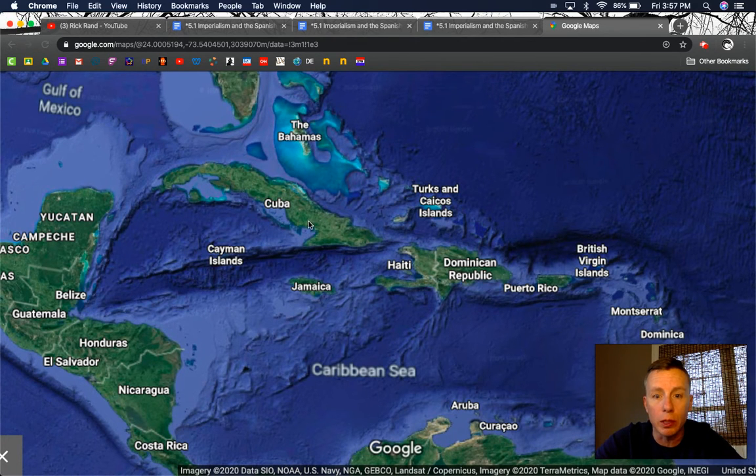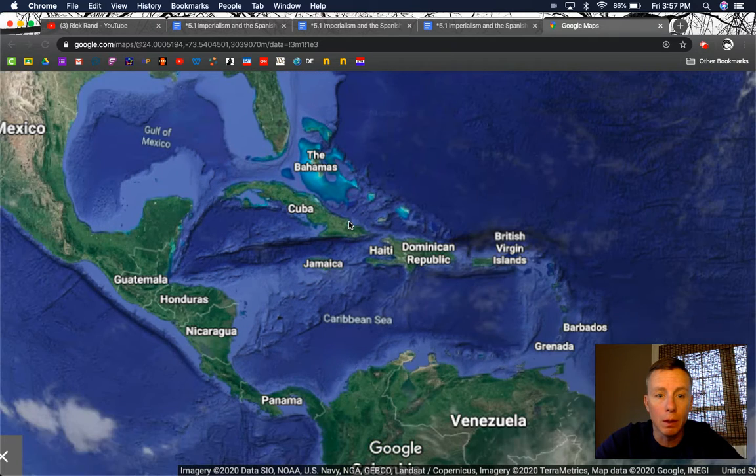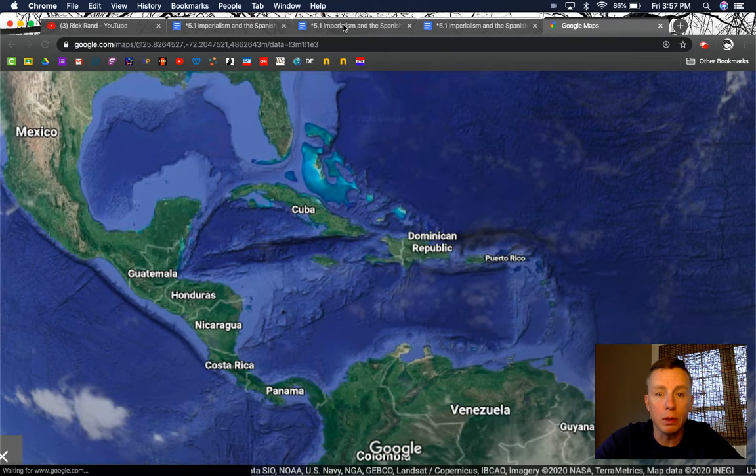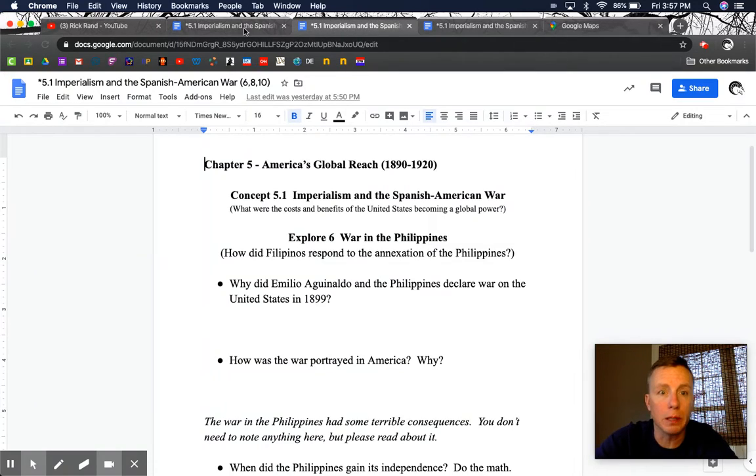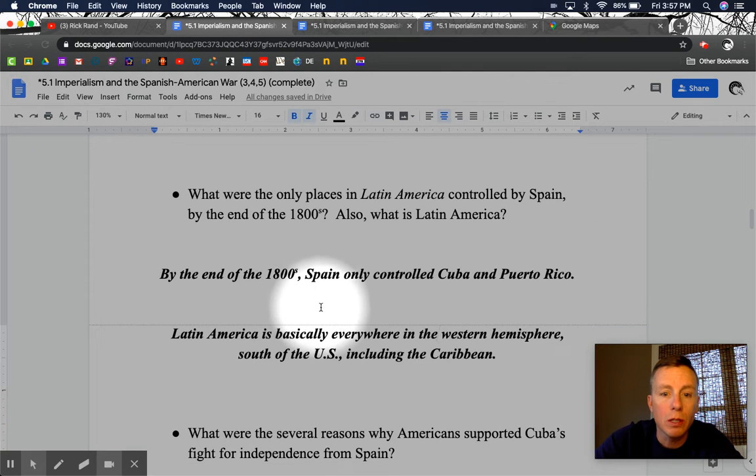Back to the assignment. That's not it. This is it. I also said the textbook did an okay job. It just threw Latin America there, and it didn't really describe what Latin America is. All right, so I'll boil it down to this. It's basically everywhere in the Western Hemisphere, south of the U.S., including the Caribbean.